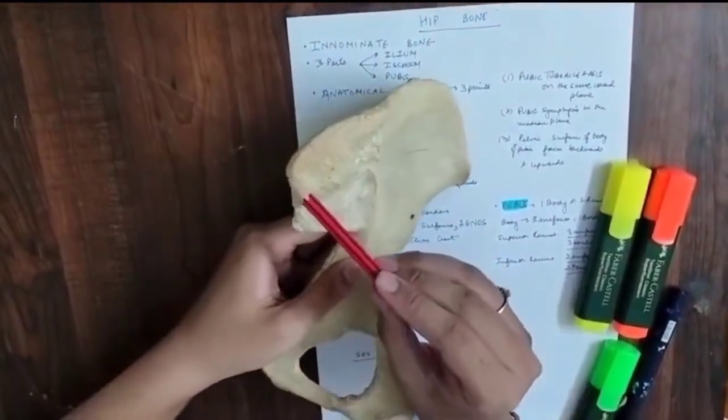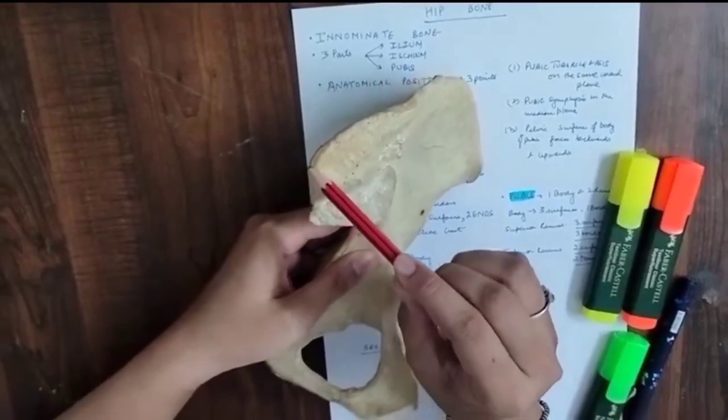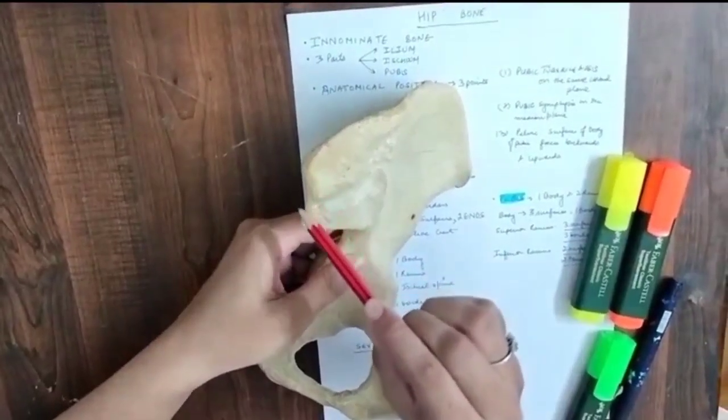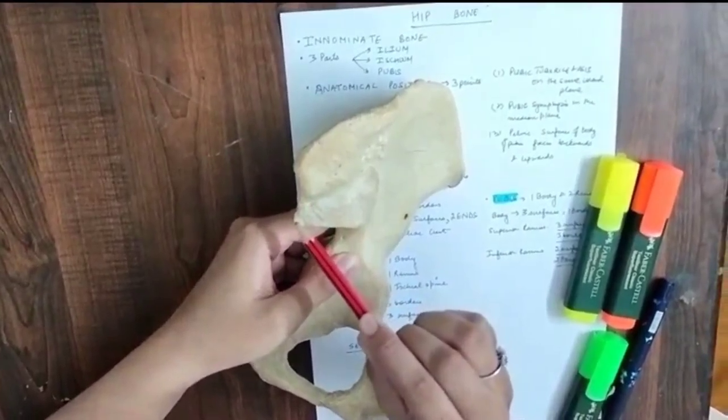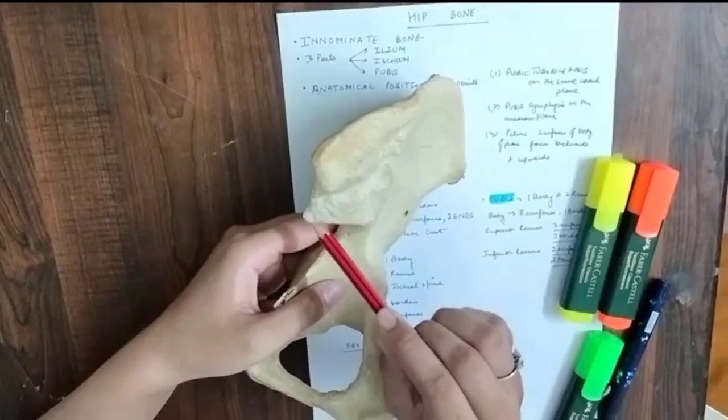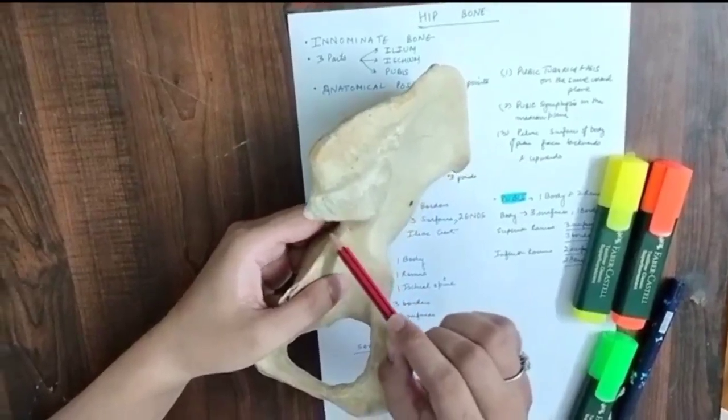Talking about the posterior border, it begins from the posterior superior iliac spine and passes along with the posterior inferior iliac spine and then passes up to the middle of the greater sciatic notch.